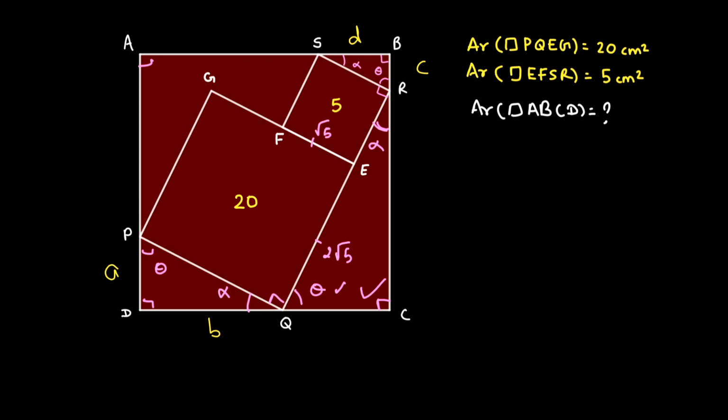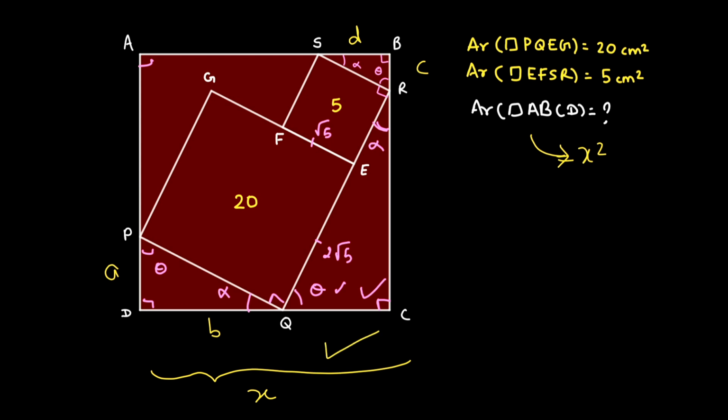So what I will do is simply take the side length of the biggest square as a variable x. Okay, so now ultimately in order to get the answer to our problem, we need to find the value of x square, because that is ultimately equal to the area of the square ABCD. Okay, so now look carefully over here.